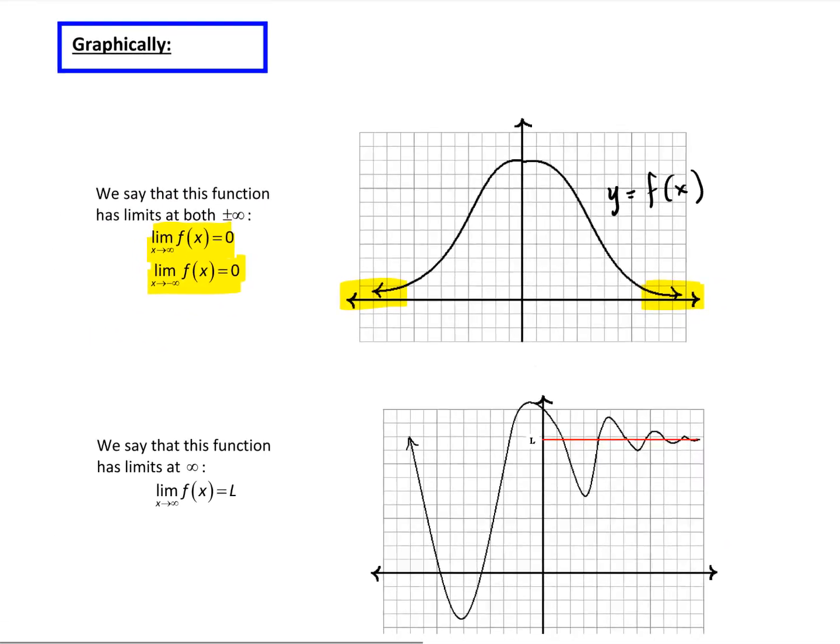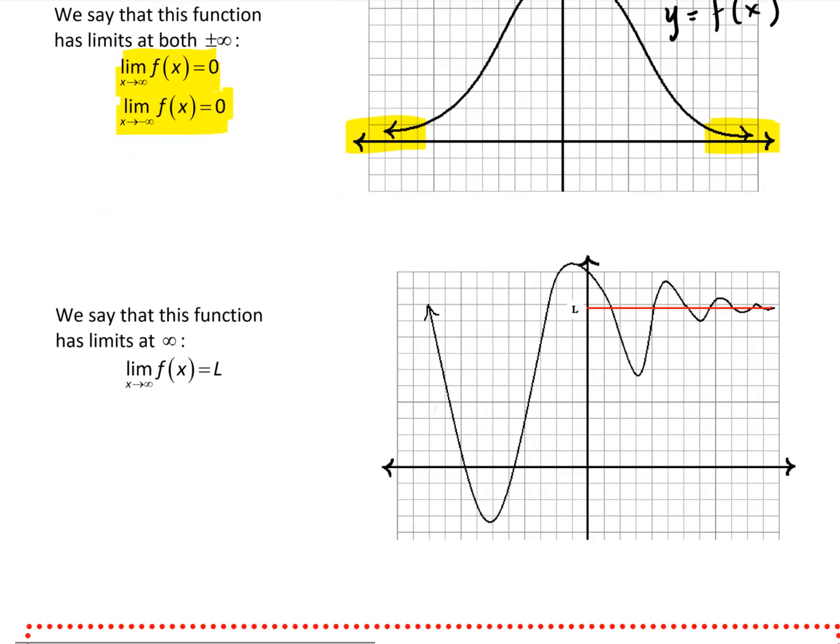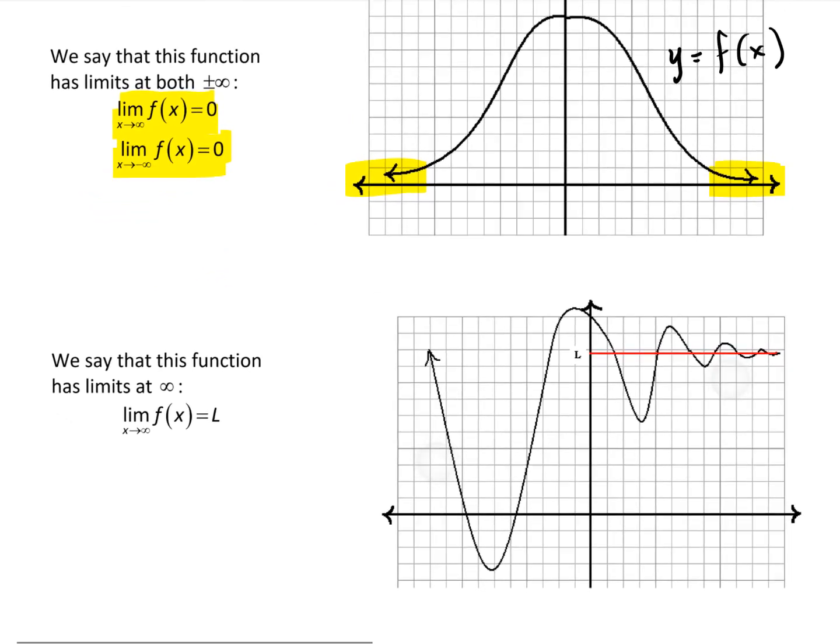Now graphs don't always approach a single value. Sometimes they increase without bound or decrease without bound as x is increasing or decreasing without bound. This particular graph, I created a little graph here where we had kind of different behavior on both ends of the graph. So you can see as x is increasing without bound here.